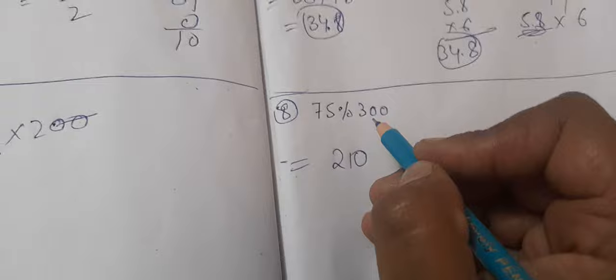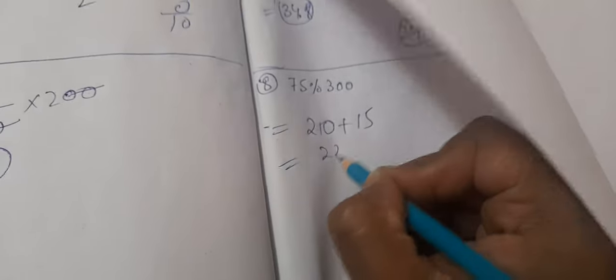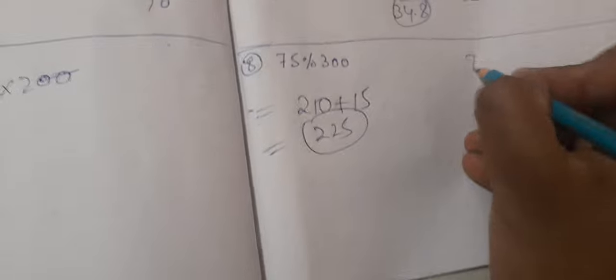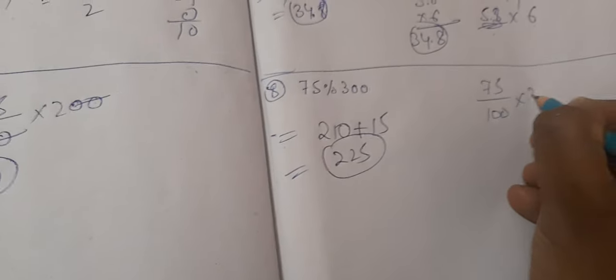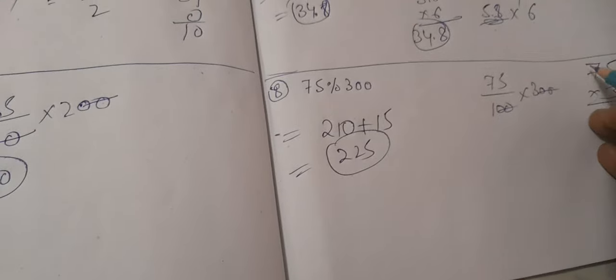So 70% of 300 means 210. And 1% of 300 means 3, so 3 5s are 15. So how much does the output come? 225. Let's check this through the normal method. See, 75 into 3 is 225.